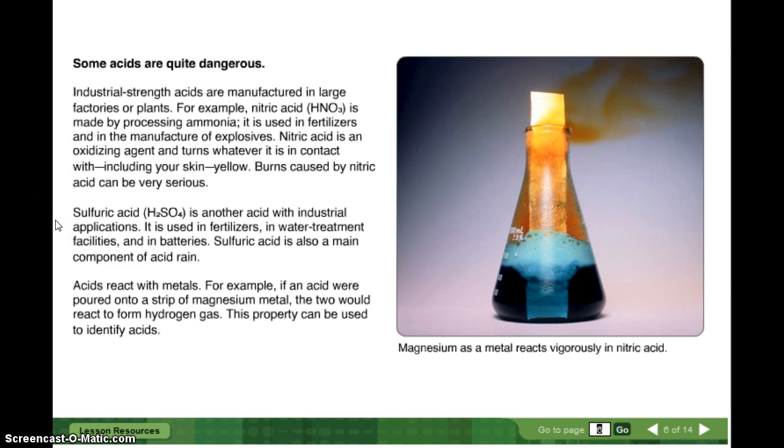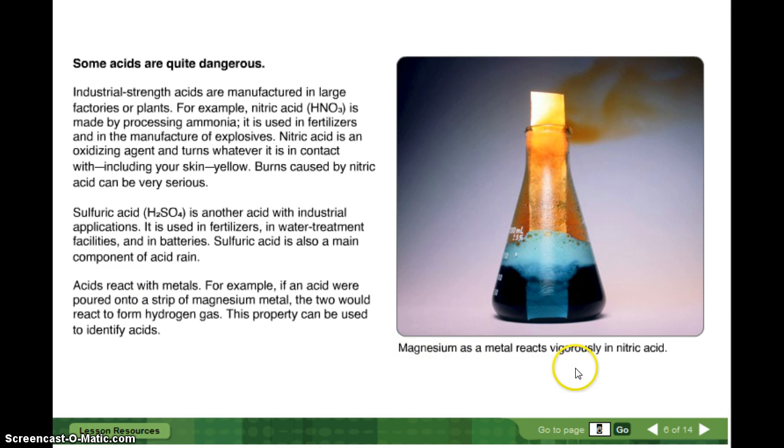Burns caused by nitric acid can be very serious. Sulfuric acid, H2SO4, is another acid with industrial applications. It is used in fertilizers, in water treatment facilities, and in batteries. Sulfuric acid is also a main component of acid rain. Acids react with metal. For example, if an acid were poured onto a strip of magnesium metal, the two would react to form hydrogen gas. This property can be used to identify acids.